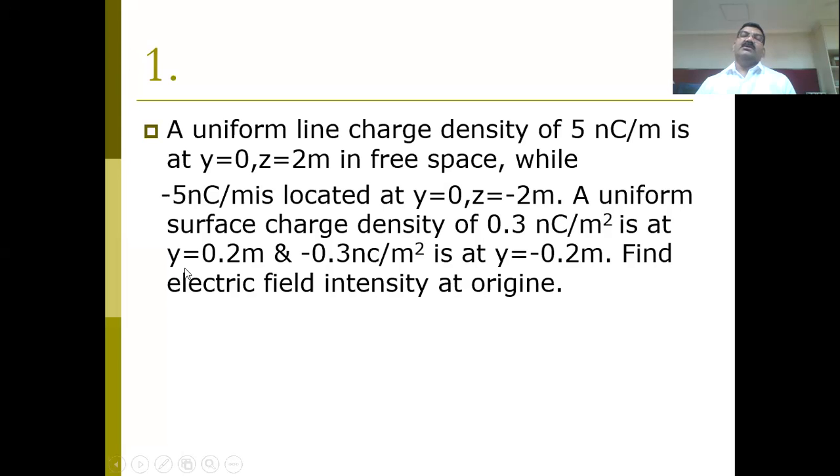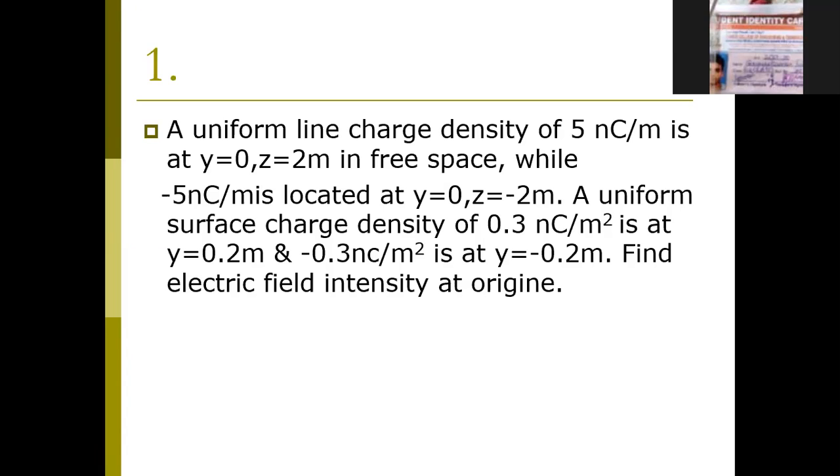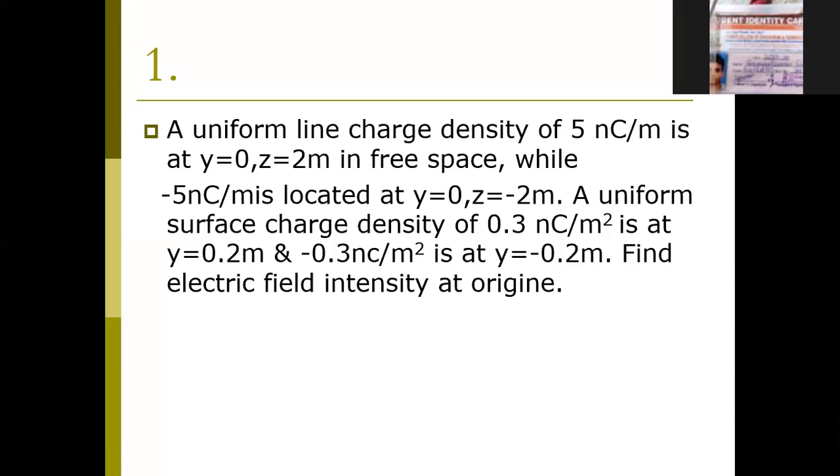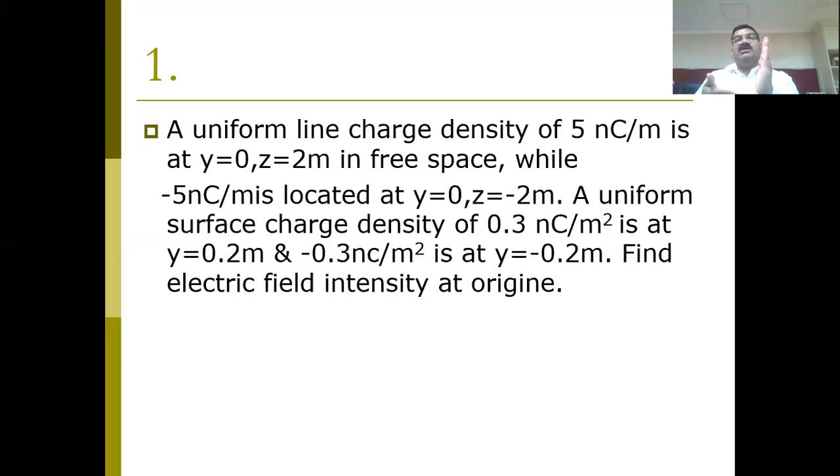Y location is there. Whatever remains is the XZ plane. So what plane is this? This is your XY plane, and if this is the x-axis, this is the XZ plane, and this is the YZ plane. This is the YZ plane, this is the XZ plane, this is the XY plane. This way y equals 0.2.